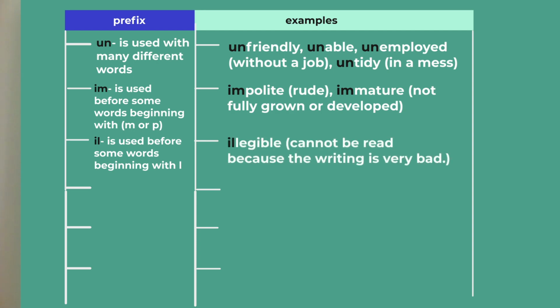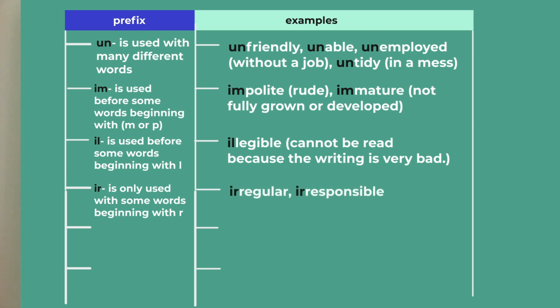For example, illegible. The word is legible, the opposite is illegible, which means something that cannot be read because the writing is very bad. The prefix ir is only used with some words beginning with r. For example, irregular, irresponsible. In English, we have regular verbs and irregular verbs.